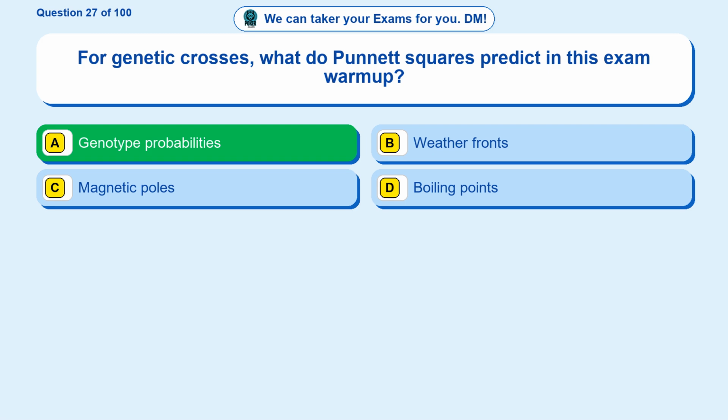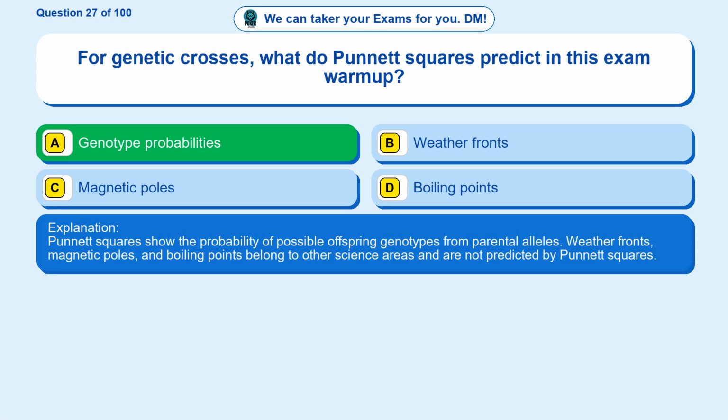Genotype probabilities. Punnett squares show the probability of possible offspring genotypes from parental alleles. Weather fronts, magnetic poles, and boiling points belong to other science areas and are not predicted by Punnett squares.